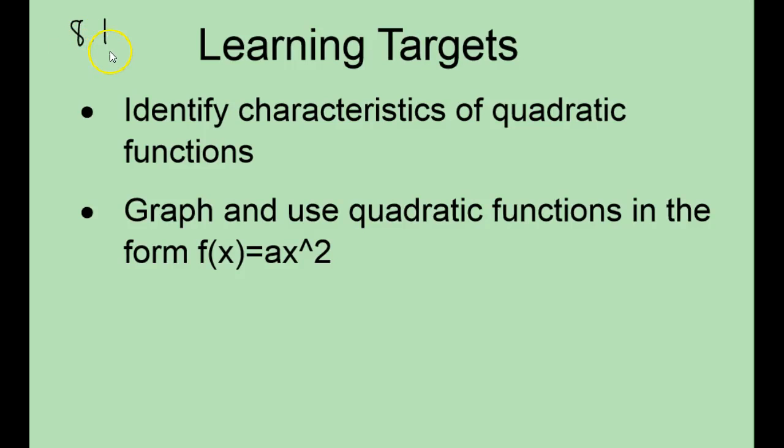All right, here we're looking at section 8.1. We're going to start our work with quadratic functions. So our learning targets for this section: first we're going to identify characteristics of quadratic functions, and then we're going to graph and use them in this form. This form is f of x equals ax squared.